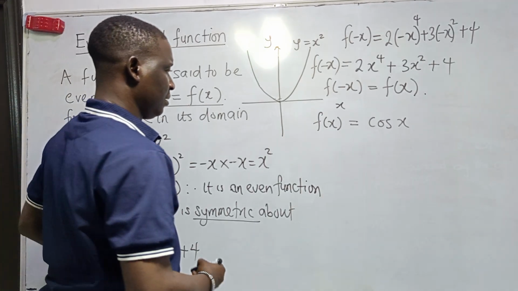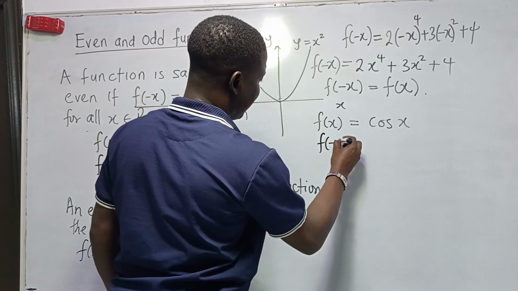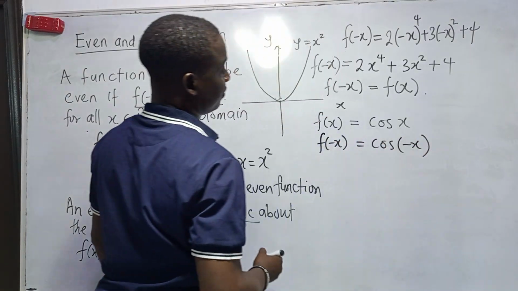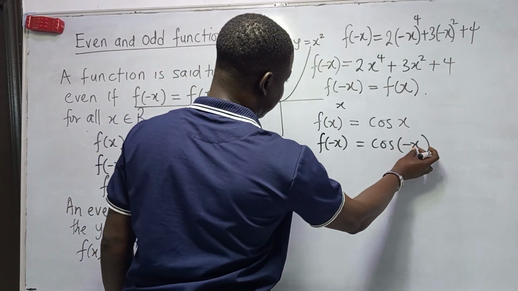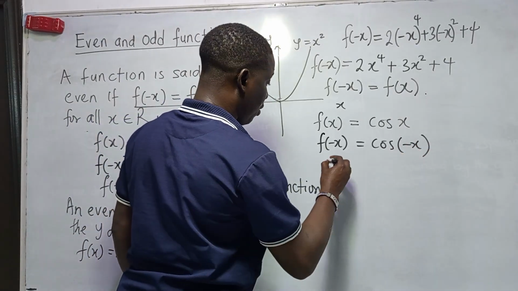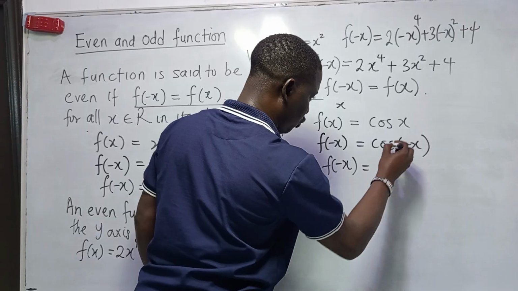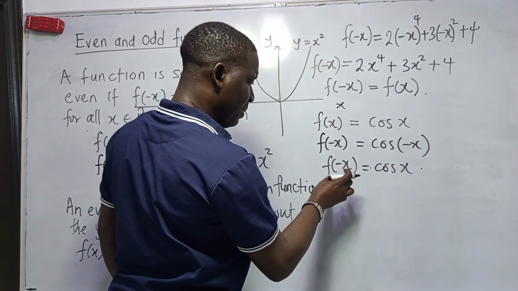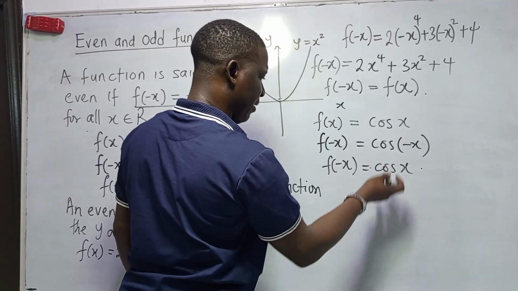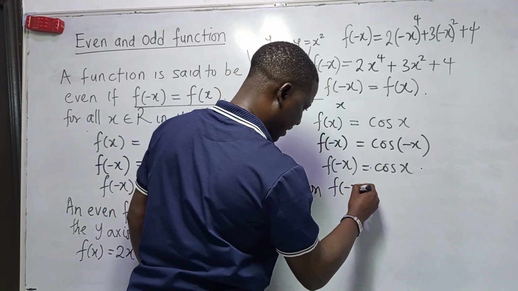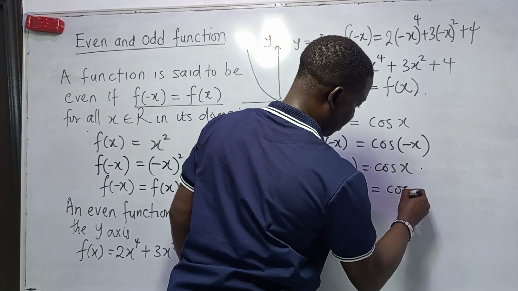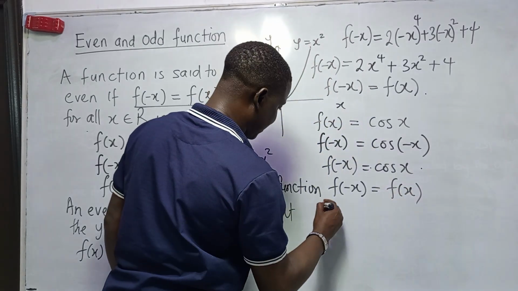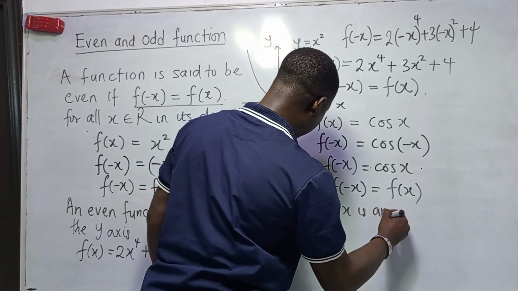Now let's check. Let's not conclude. f of minus x equal to what? Cos of minus x. Now when you check, provided this number is not there, f of minus x should be what? This one becomes cos x. Now you remember that this one is giving us the function back. That means f of minus x is equal to cos x, which is equal to f of x. Therefore, cos x is an even function.